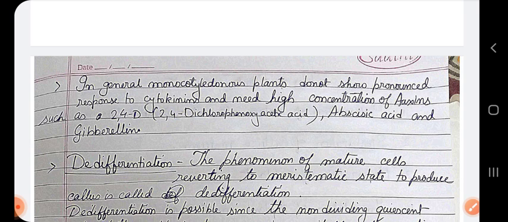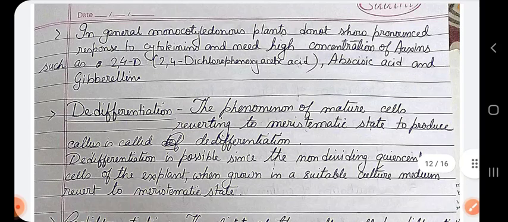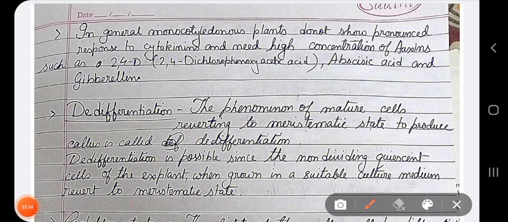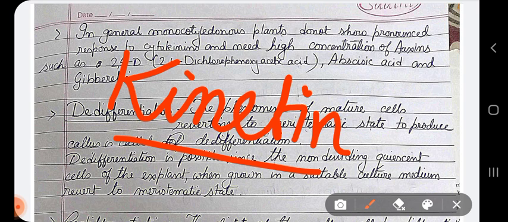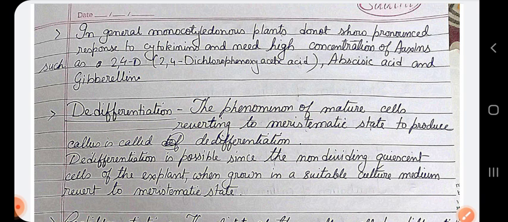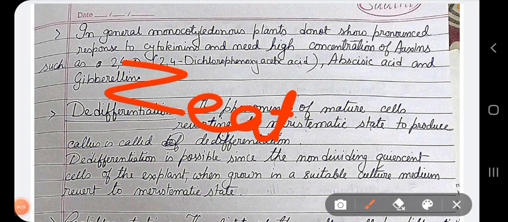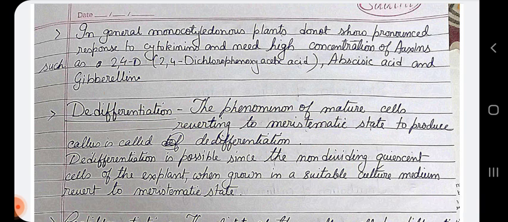Examples of cytokinins are kinetin. The full chemical name of kinetin is 6-furfuryl aminopurine. Then other names are also there like 6-BAP, that is 6-benzyl aminopurine, and zeatin. Zeatin is also an example of a cytokinin, and 2-IPA, that is 2-isopentyl adenine. Okay, so some of the examples I have said about the auxin and cytokinin.